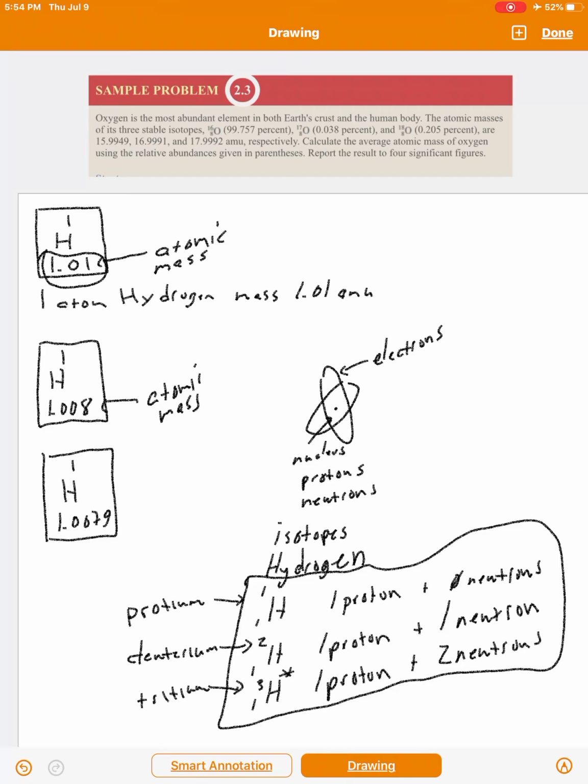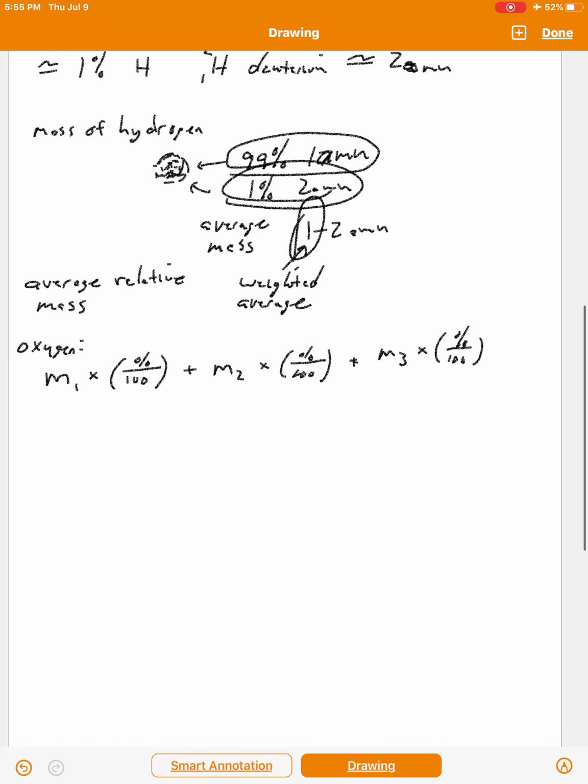15.9949, 16.9991, and 17.9992 for those three isotopes. The percentages, notice how the percentages are given for 16, 17, and 18? Those are the percentages we're talking about right here. So you take the atomic mass of each isotope times its percentage over 100. The reason you're dividing by 100 is to convert the percentage into a fraction, into a decimal value.